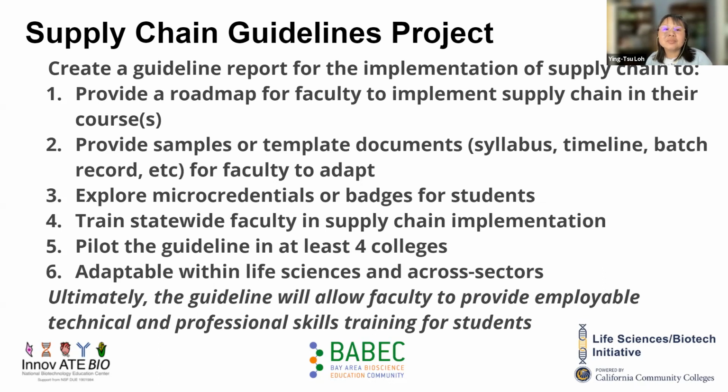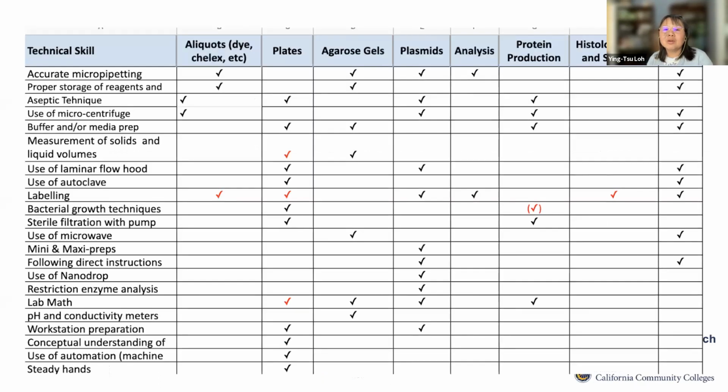Next slide. This is just an example of what we have come up with so far for technical skills. This is one of the 6 skill sets that we have had the task force, our faculty practitioners, help with creating. We still have to clean up some of this, and we are hoping that it can go on to InnovATEBIO's website, maybe by fall. If you have any questions, just email us. Thank you very much.